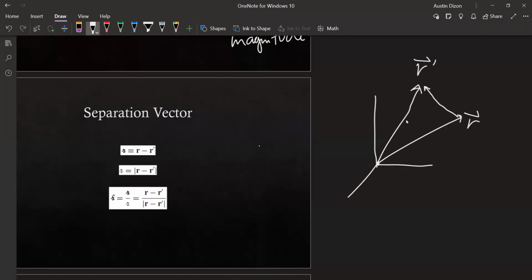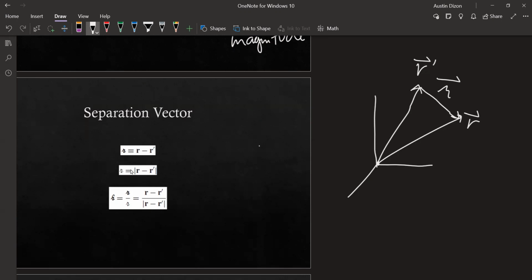Okay? Wait, double check ko lang. Baliktad. R prime to R. Okay, so baliktad. Dito pala. So, itong vector na to, yung papunta sa mga heads nila, will be called the separation vector, which is curly R vector.